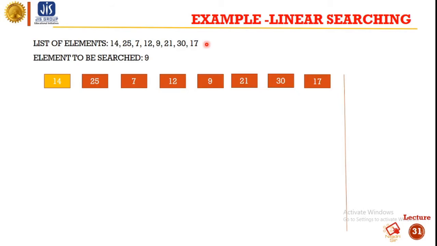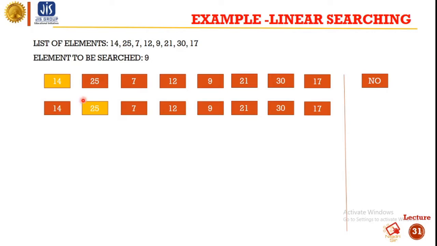So what is the method? At first, the first element will be searched, that is 14. As we can see, 14 is not the searching element, that is, 14 is not equal to 9. So we can say that it is no. It is not the element that we are searching for.